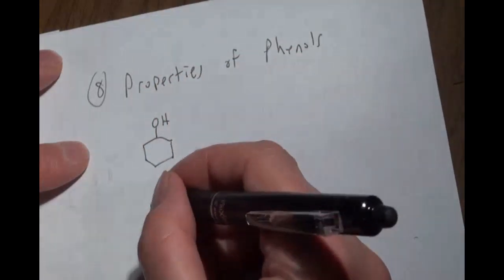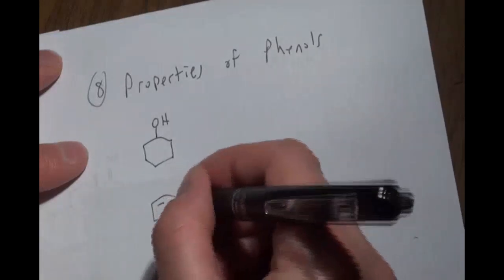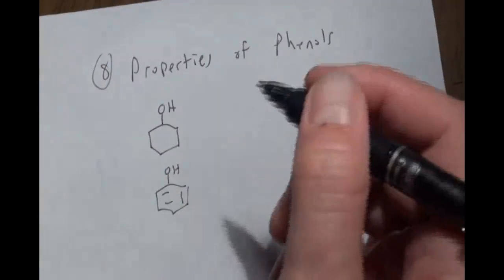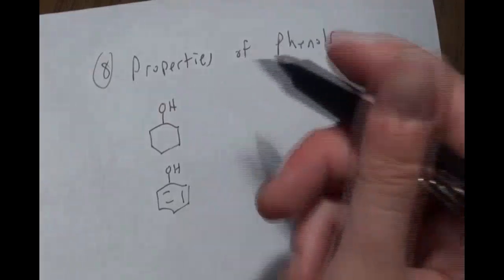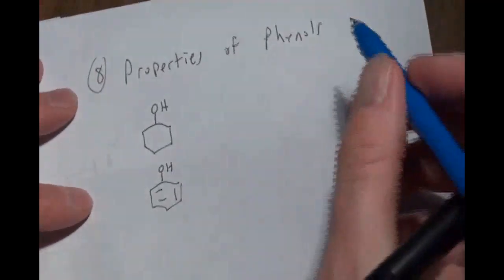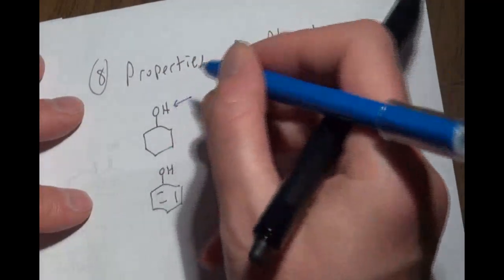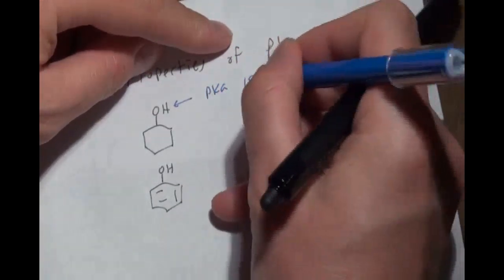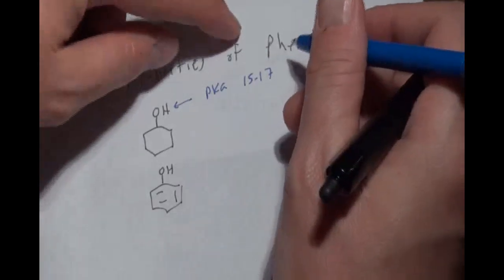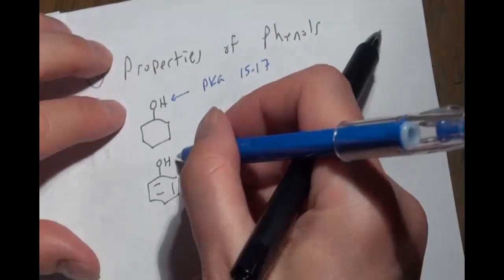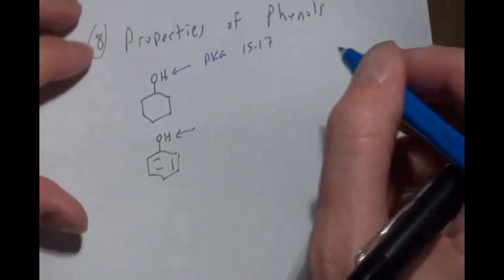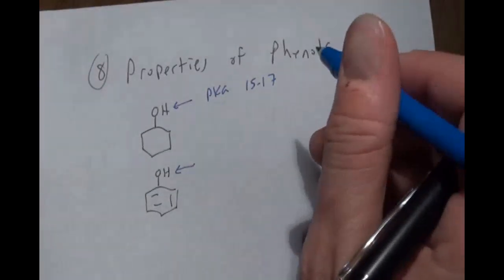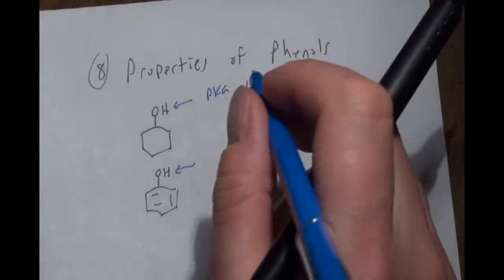What's the pKa of a normal alcohol? Like cyclohexanol, pKa roughly the same as ethanol or something like that. It's roughly 15 to 17. And what about the pKa of a phenol? More acidic, less acidic? Any guesses?